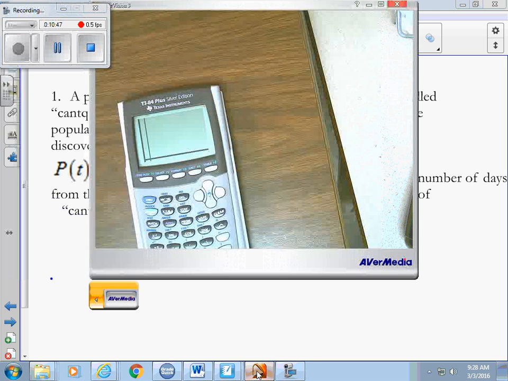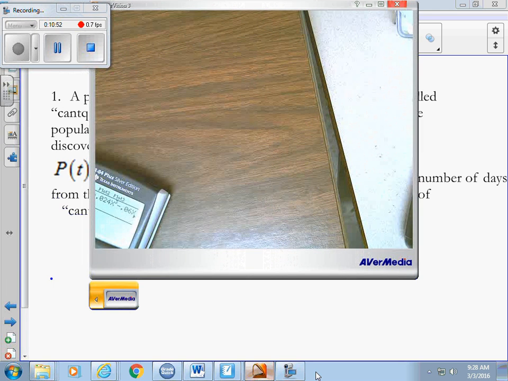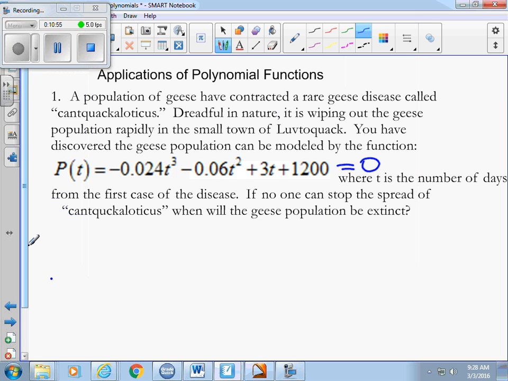Uh-oh. Did I type something in wrong? It's possible. Let me check my function. Oh, good. Okay. X cubed minus 0.06 x squared plus 3x plus 1200. You're right. Much easier. So what'd you say, 36? So 100 worked, is that right? Okay, cool.